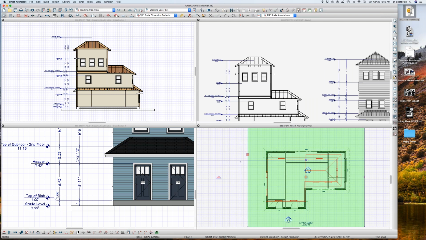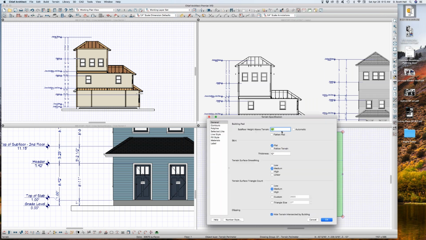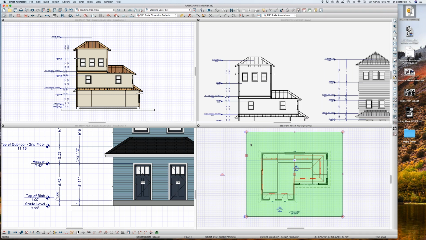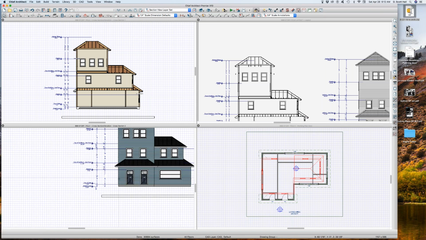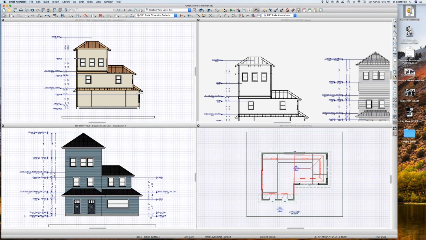Now, by the way, the house is 5 foot above sea level. The house is 5 foot above sea level, and the terrain is at sea level. Okay. So now let's MS it. MS. There.